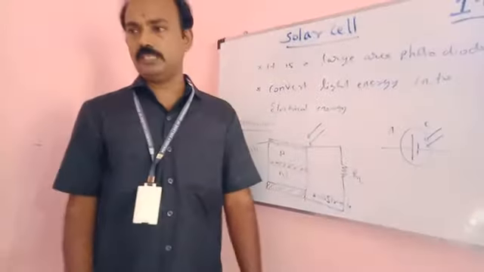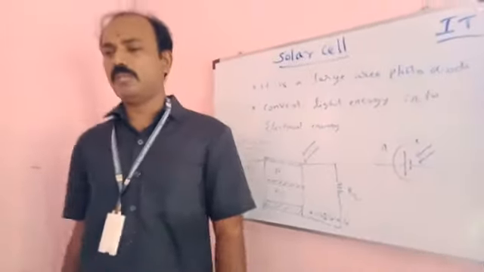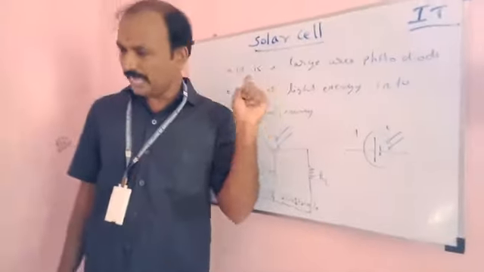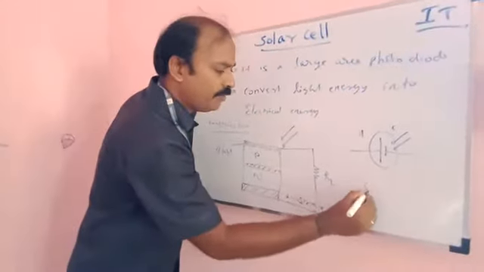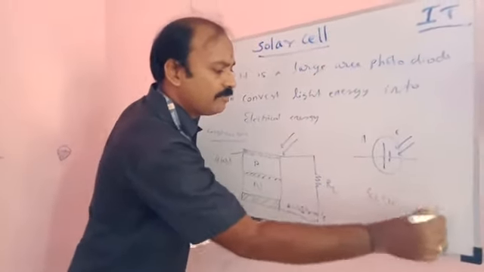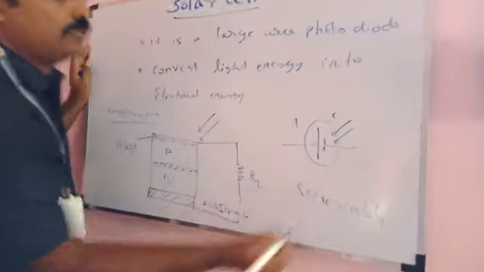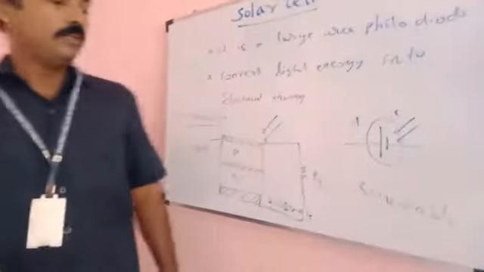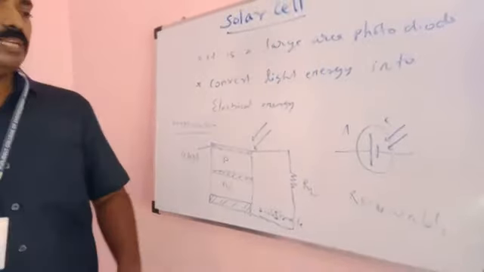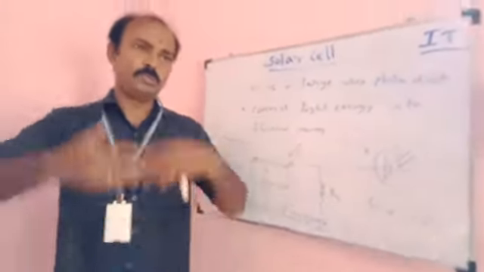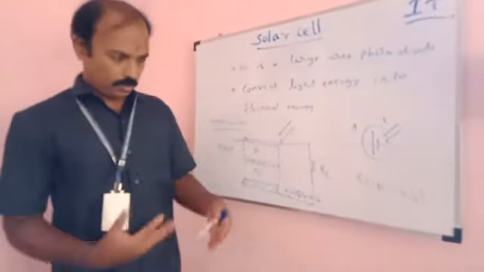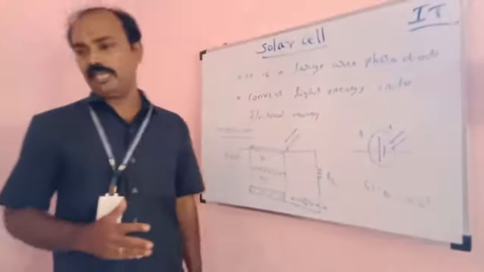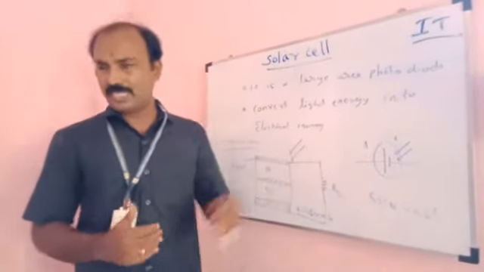First, we will talk about the advantages of the solar cell. First one is the energy used by the solar cell is renewable. What is meant by renewable? Renewable means it's also called non-conventional source of energy. That means this energy is going to be produced as long as the sun is available. So it's not going to be terminated at any time. So it is a renewable source of energy.